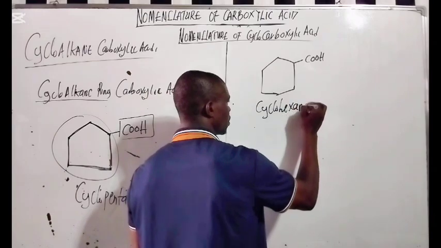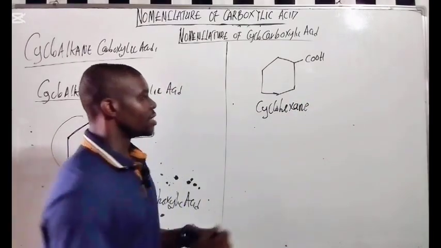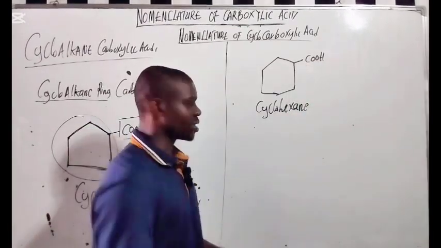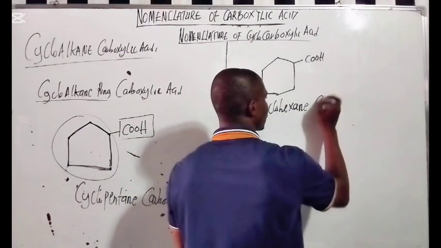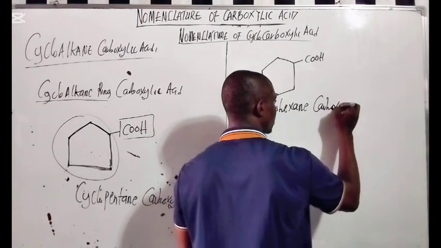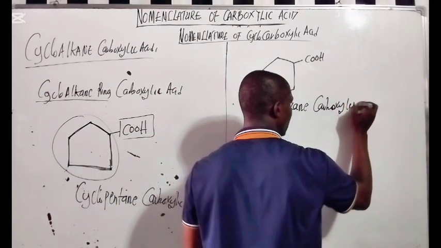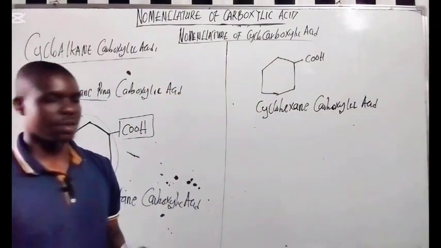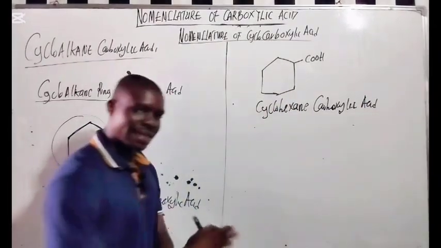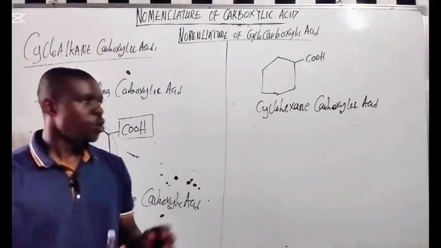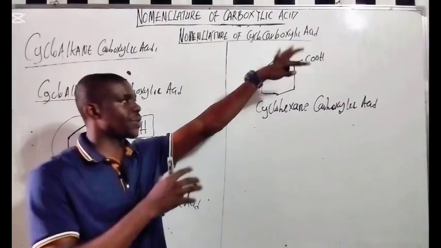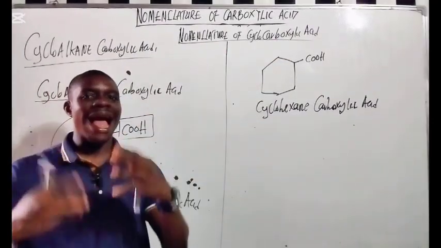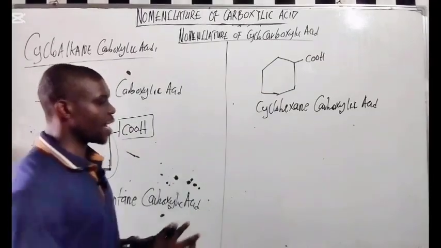Cyclohexane, right? Then here we have this carboxylic acid functional group. So we're going to have cyclohexane carboxylic what acid? Cyclohexane carboxylic acid. As easy as that.